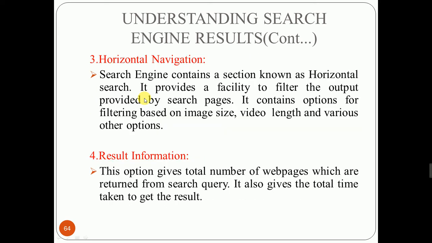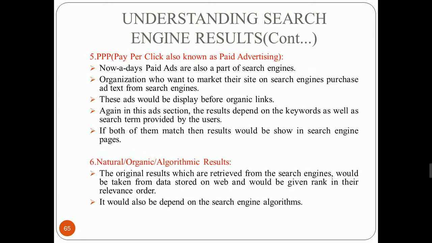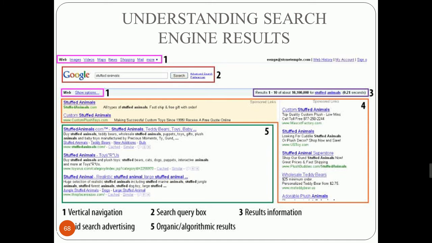Then the next one is called horizontal navigation. So what is horizontal navigation? A search engine contains a section known as horizontal search. It provides a facility to filter the output provided by the search pages. It contains options for filtering based on image size, video length, and various other options. So we can see this is called horizontal pages.